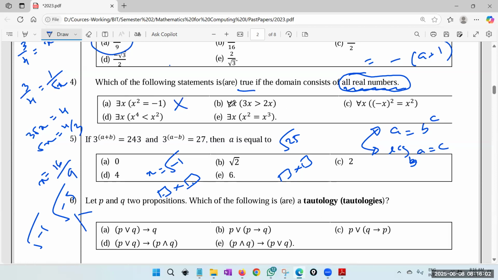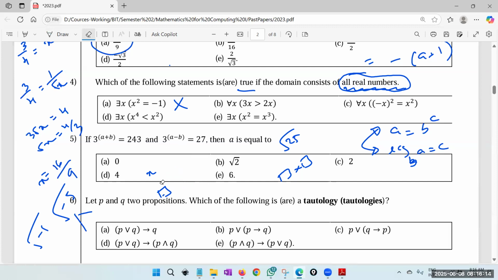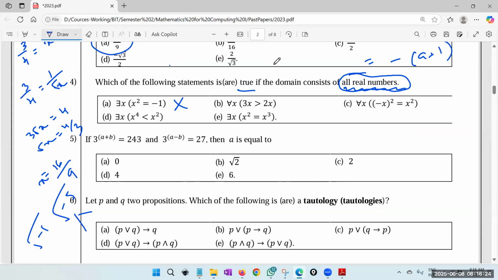Right? It says for all x, 3x is greater than 2x. Now these questions take time, so just keep these questions and do them last, right? Because you need to look at a lot of scenarios. Right, what about this? I'll keep this one last.